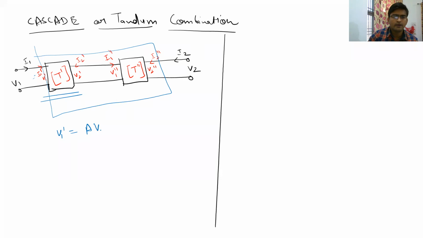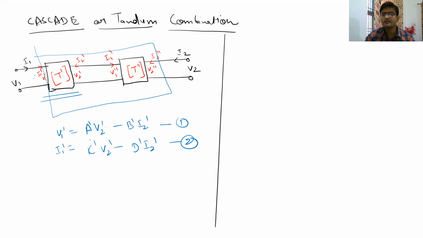So we will have A' V2' minus B' I2'. Let me call it A' because I have taken it as a dash. This is your two-port network equation 1, and I1' will be equal to C' V2' minus D' I2'. This is your equation 2.